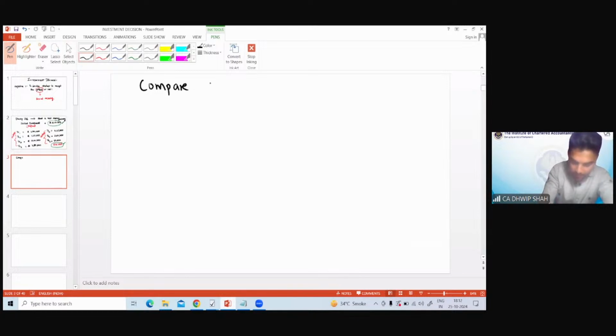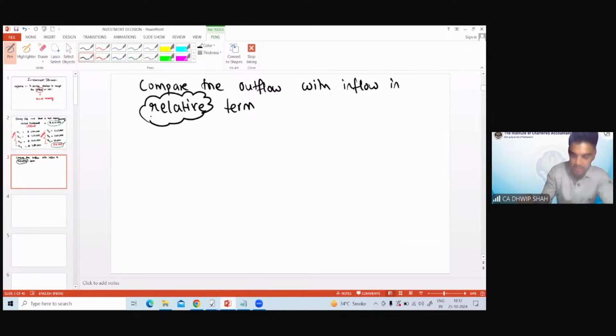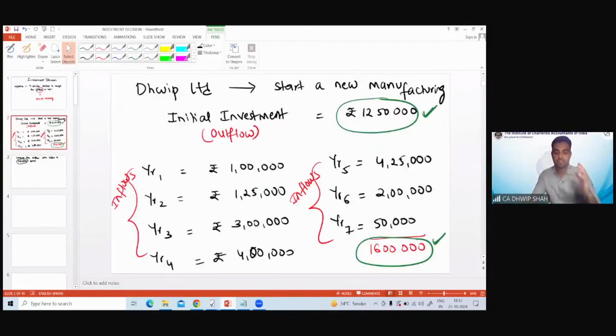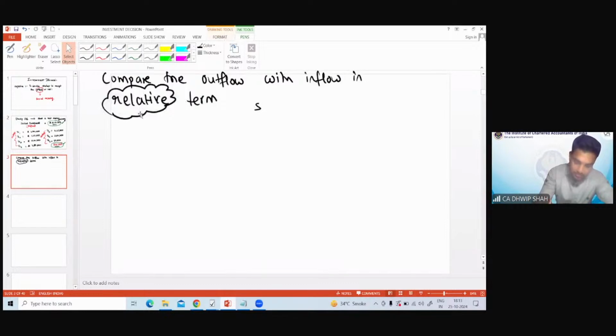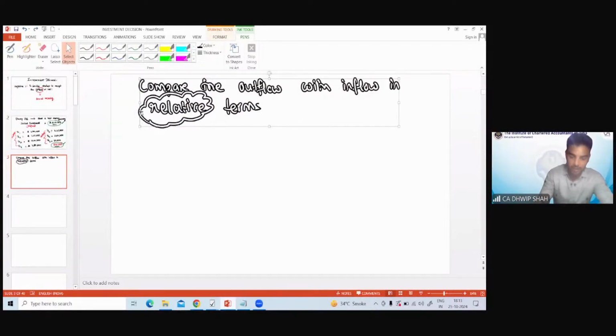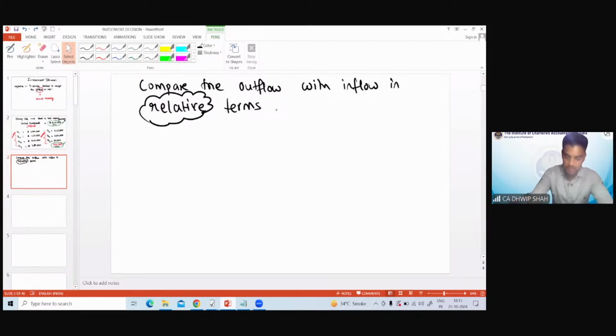You have to compare the outflow with inflow in relative terms. You should just capture this term in your minds: relative terms. The majority of you said, sir, we need to accept the project because outflow is much less than inflow. Yes, that is correct. You compared the outflow and inflow, but this comparison of 12,50,000 with 16 lakh is just an absolute comparison. An investment decision is saying, no, friends, you don't have to compare in absolute terms. Investment decision says you have to compare the outflow with inflow in relative terms. Are you getting this? Everyone followed till here?